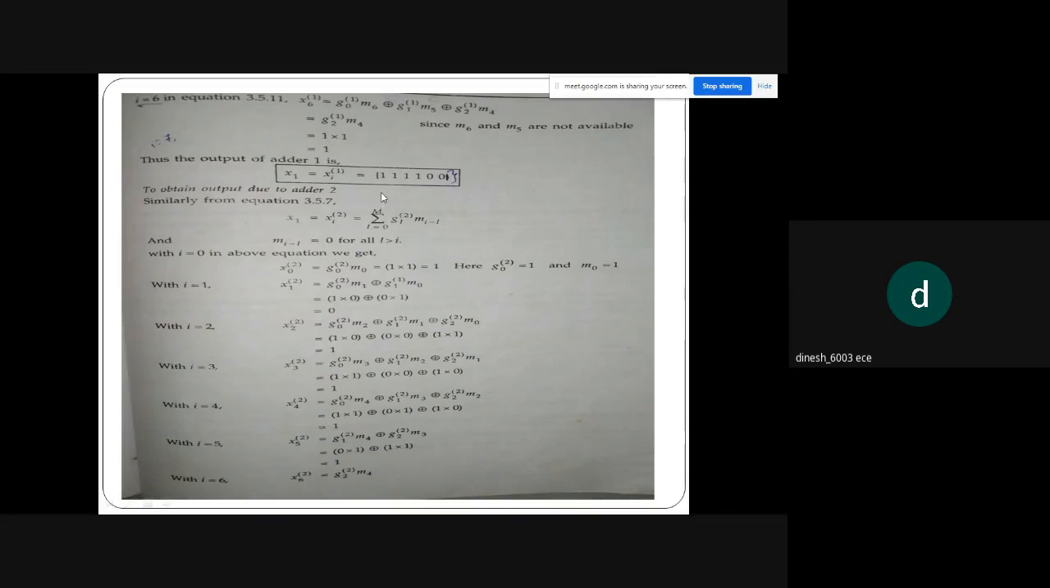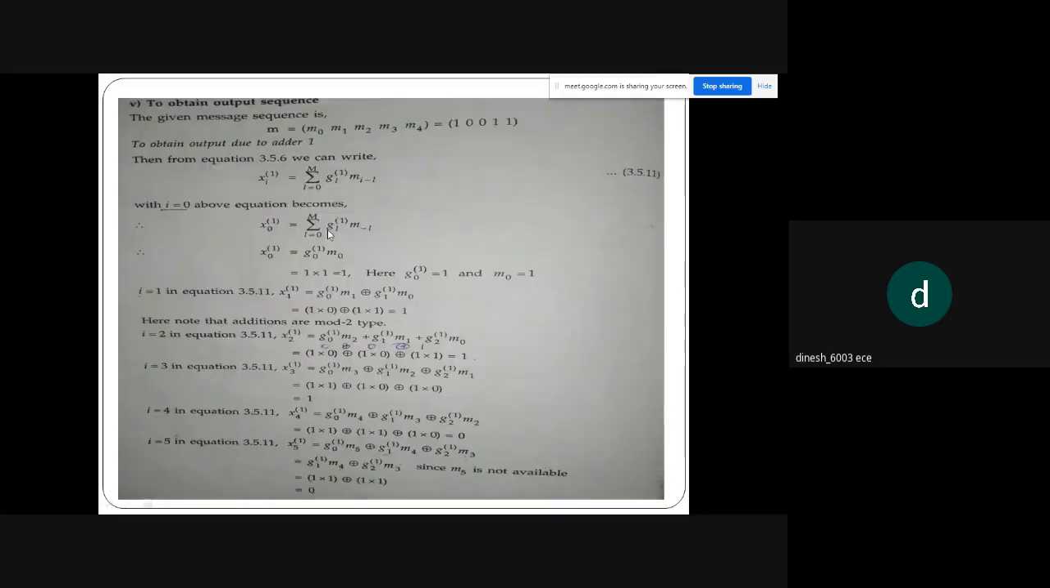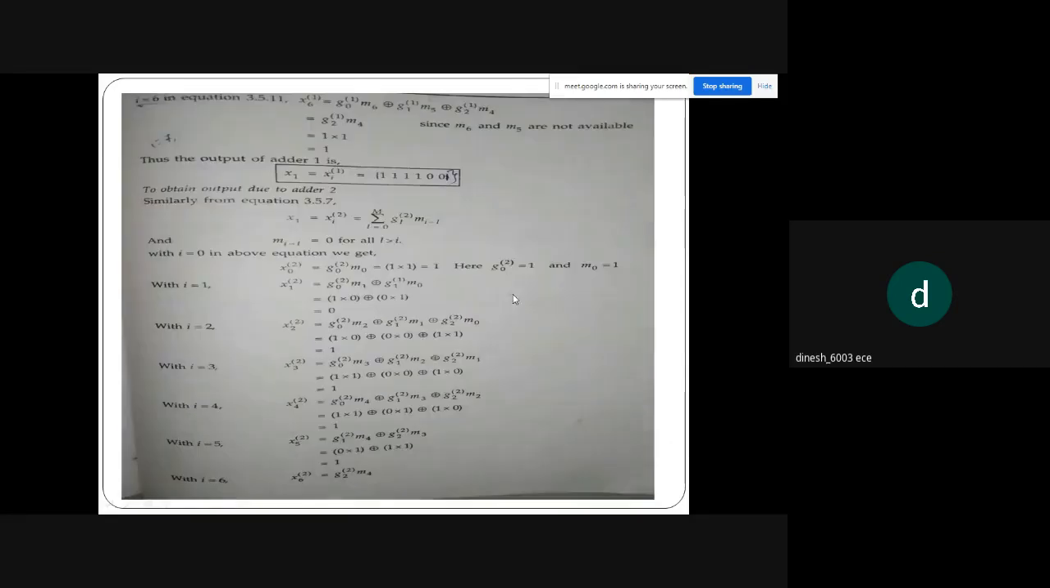Then I can write the output of x1. The output of x1 can be written in this sequence: x0 of 1, which is 1, x1 of 1, which is 1, x2 of 1, which is 1, x3 of 1, which is 1, x4 of 1, which is 0, x5 of 1, which is 0, and x6 of 1, which is 1. So I'll write it in sequence: 1, 1, 1, 1, 0, 0, 1.